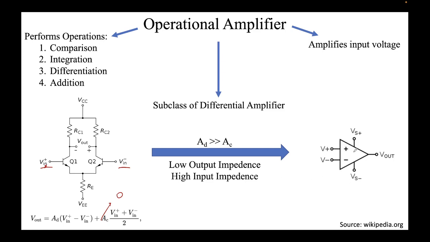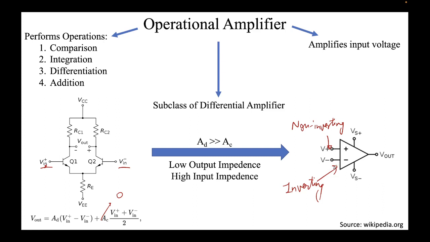So an operational amplifier has this node, called the non-inverting node. This terminal is called inverting. Can somebody tell me why they are called inverting and non-inverting? Anybody? Am I audible? Invert the signal by phase of pi.